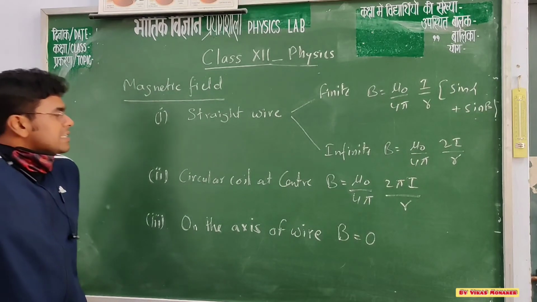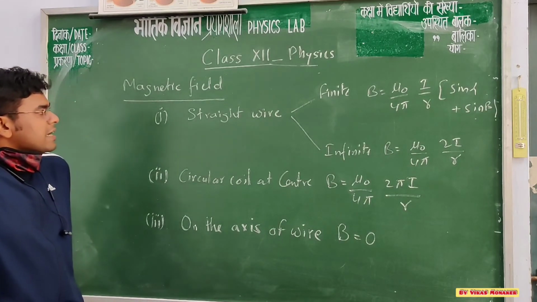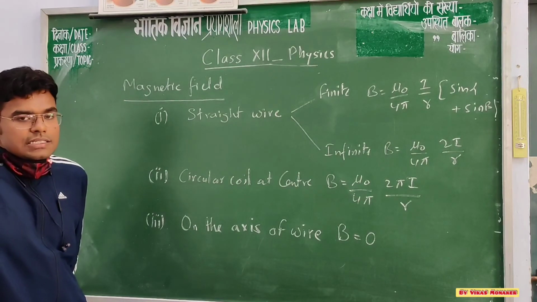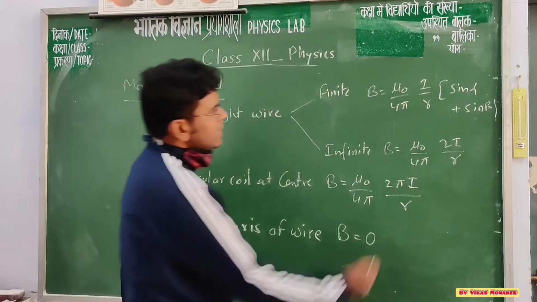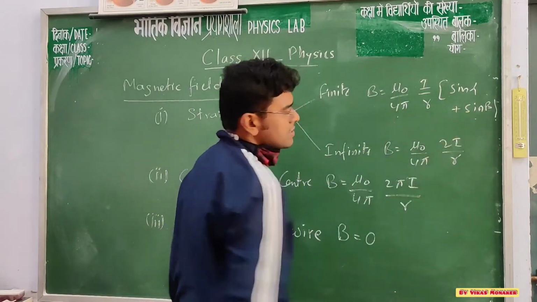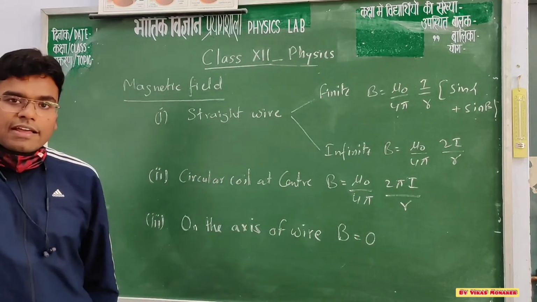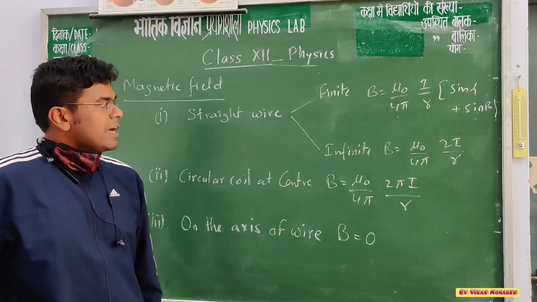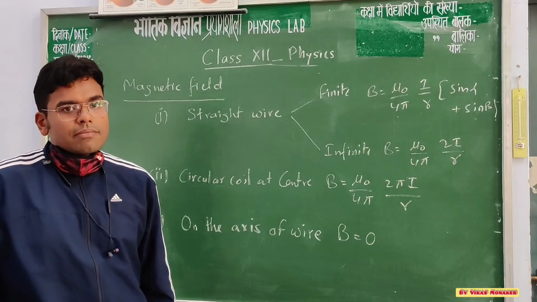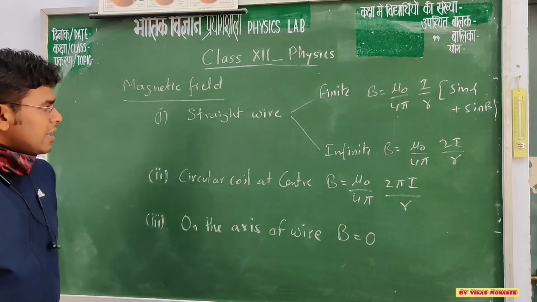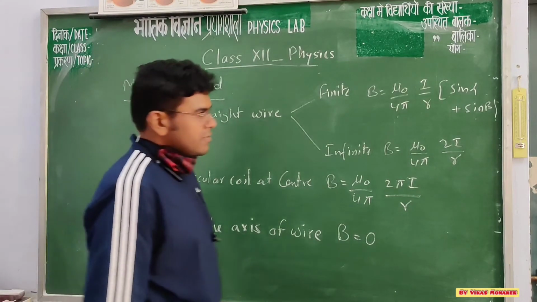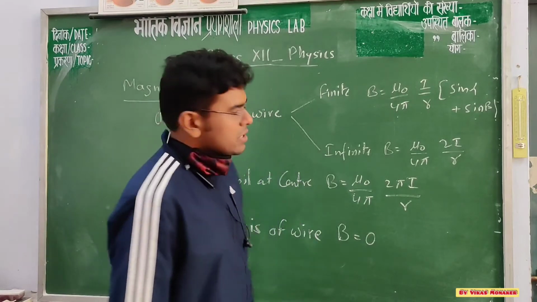So the first, as you are seeing on the board, is the magnetic field due to a straight wire of finite length at a distance r. And the formula is B equal to mu naught upon 4 pi, I upon r, into sin alpha plus sin beta. For a finite wire, we use this particular formula. Okay, I is the current, r is the perpendicular distance, alpha and beta are the angles that are made if you join the lines. Okay, so if you are confused about this formula, then watch my previous videos. Okay, you will have a better idea about it.